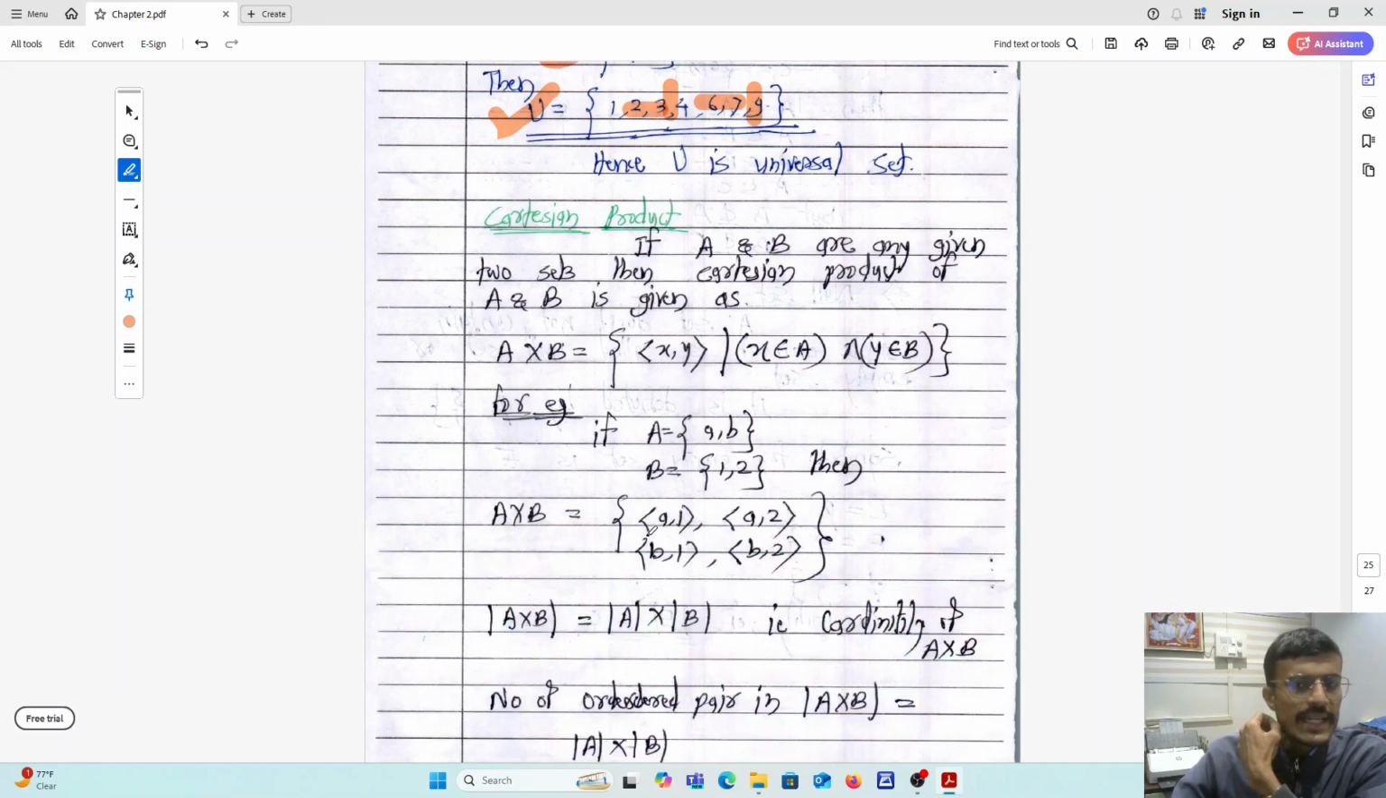And the next one is Cartesian product. Let us consider A and B. These are the two sets. Then the Cartesian product of A and B is written as A cross B.